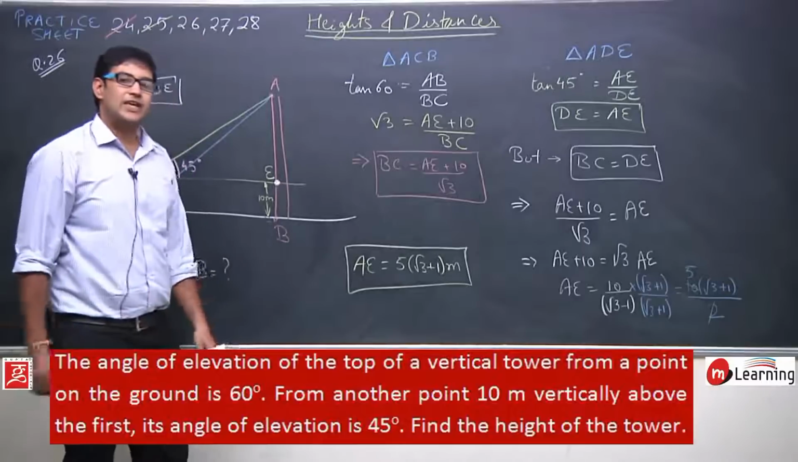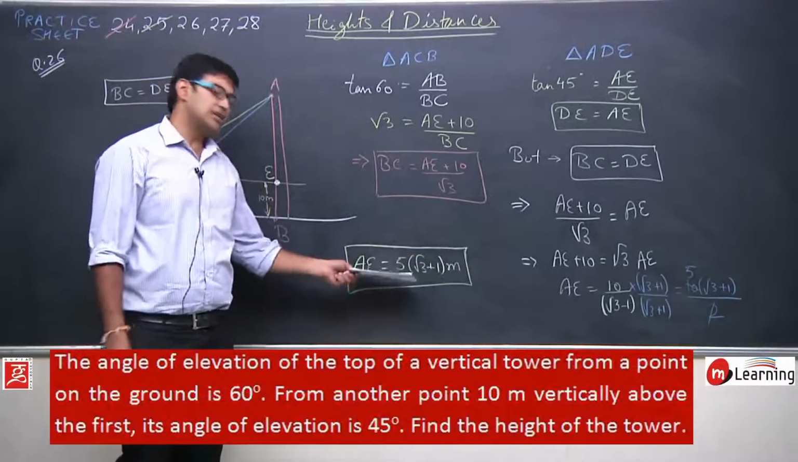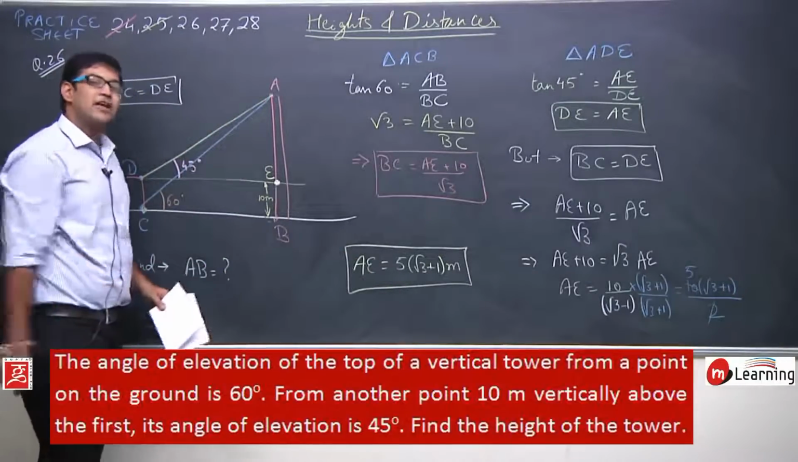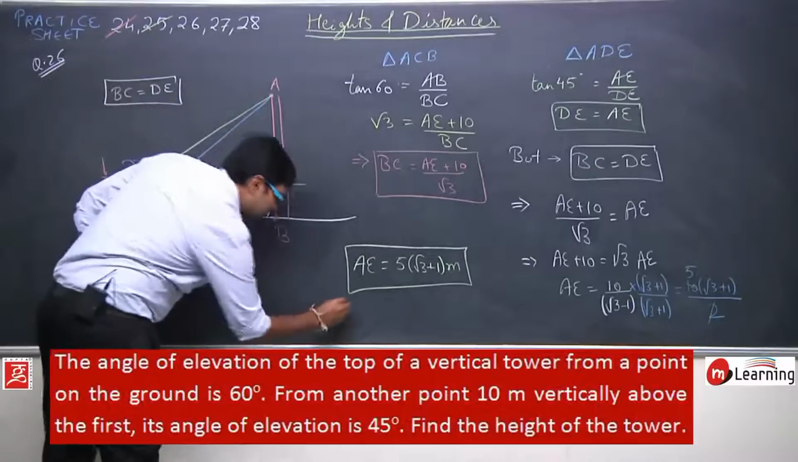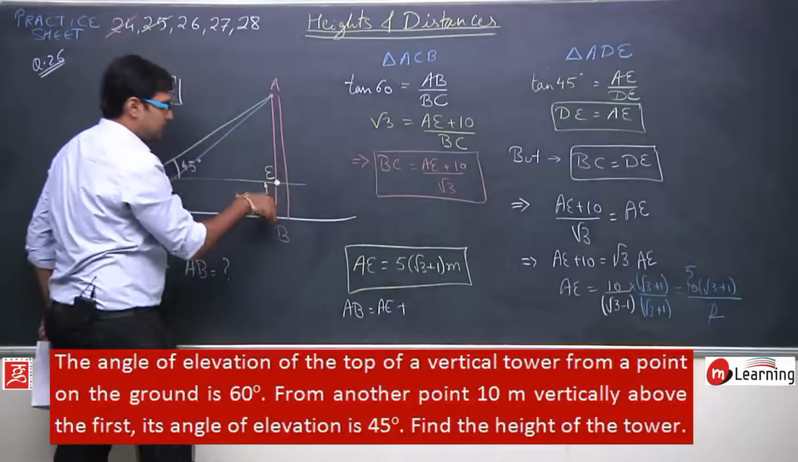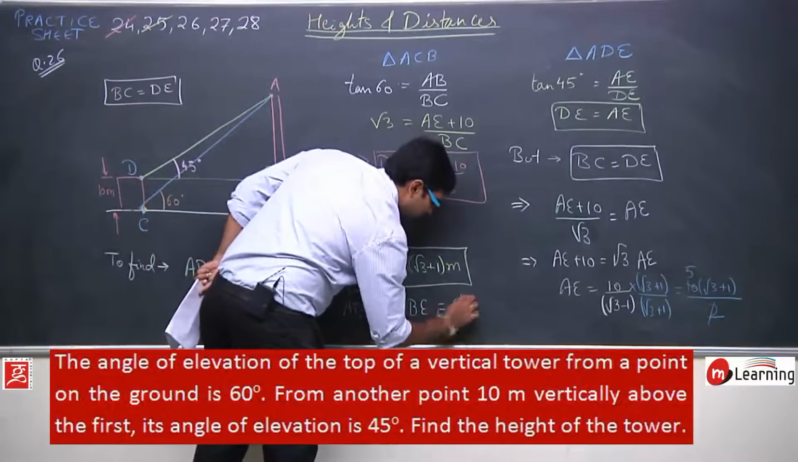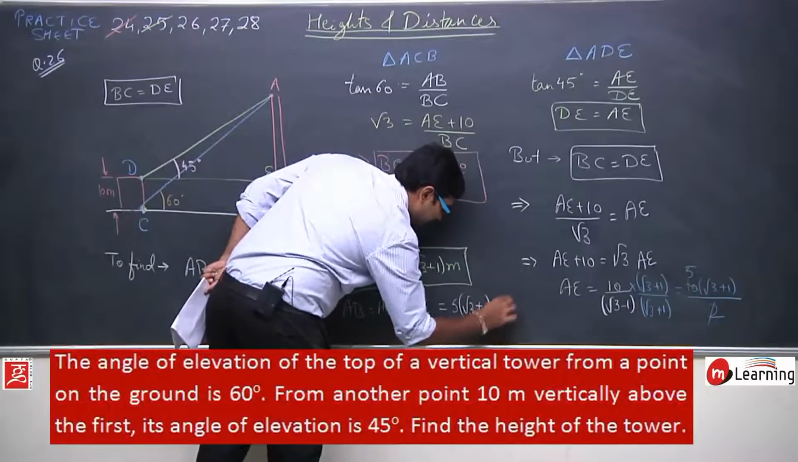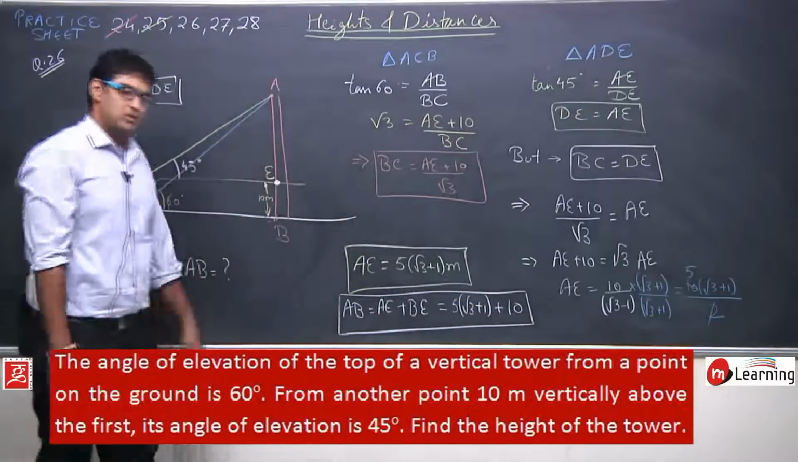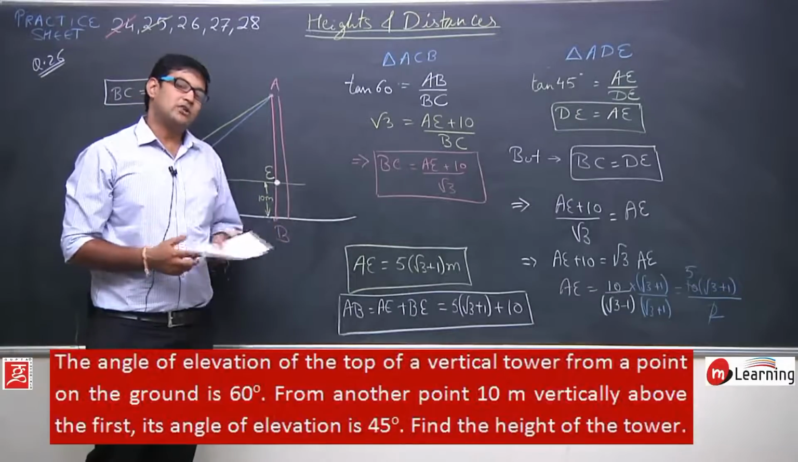This will be the value of AE that you will get from this condition, and this represents this much part of the tower. But my task is to determine the value of AB. So the value of AB will be AE plus this EB or BE. So this will give you AE, 5 root 3 plus 1, plus 10. So this is the height of the tower. AB represents the height of the tower. So in this way you need to solve this question.